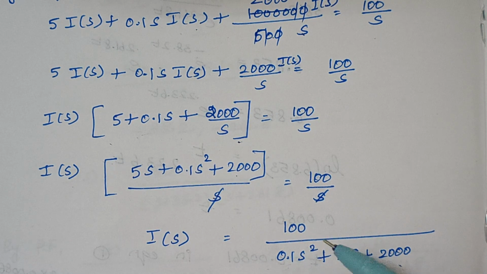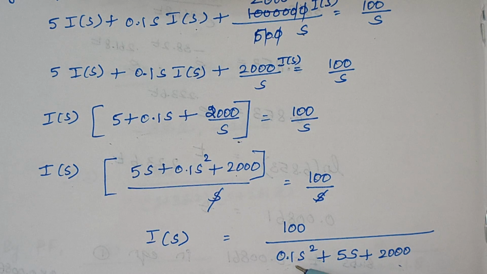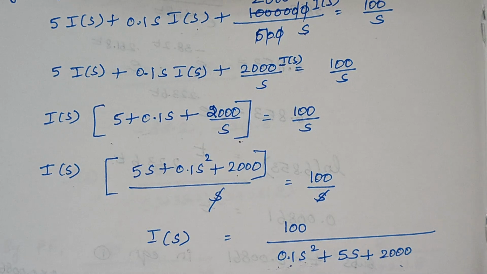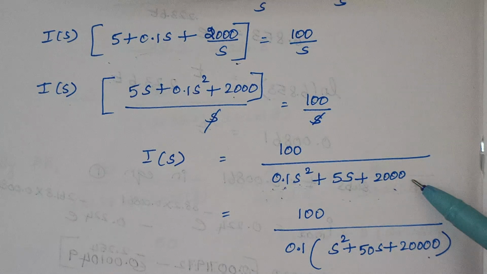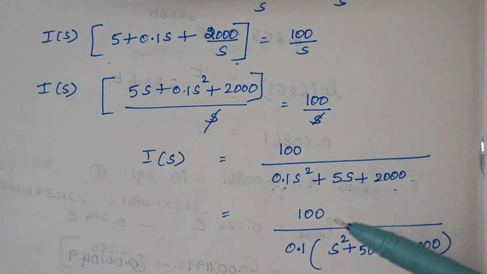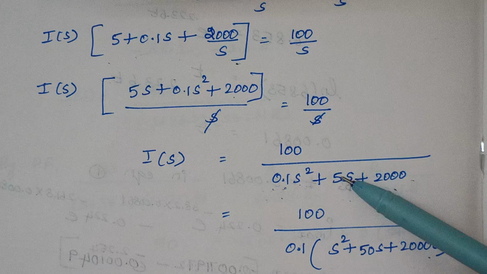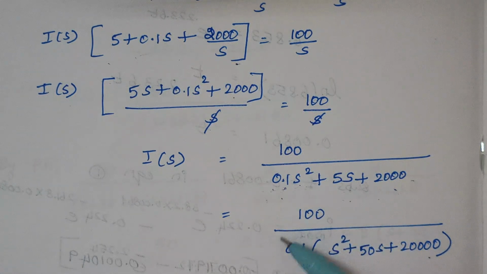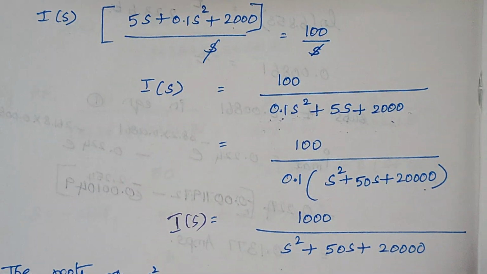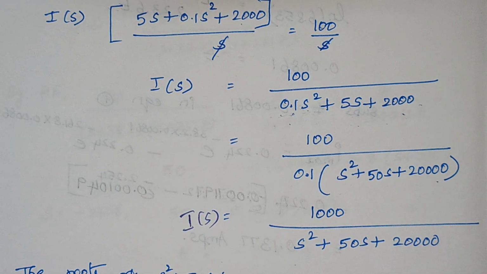Here again, the standard format is that we should only have s square, but here we have a term 0.1. Therefore, we are taking the 0.1 commonly outside. When you take 0.1 outside, it means that we are dividing this entire denominator by 0.1. So what happens? s square plus 5 divided by 0.1 becomes 50s, 2000 divided by 0.1 becomes 20,000, and 100 divided by 0.1 becomes 1000. So this is the expression for I of s.